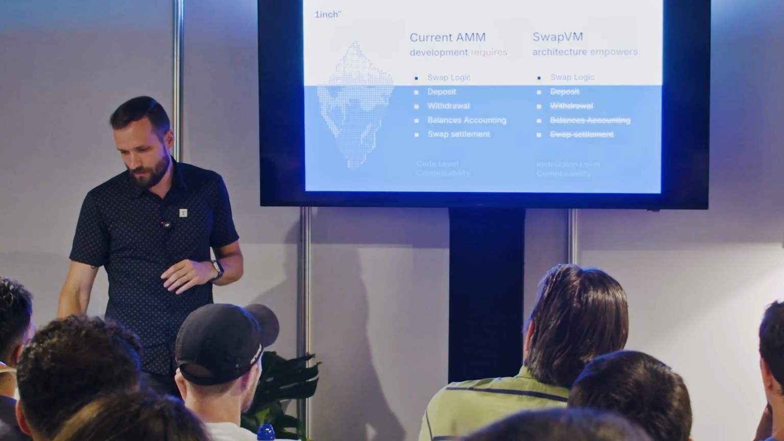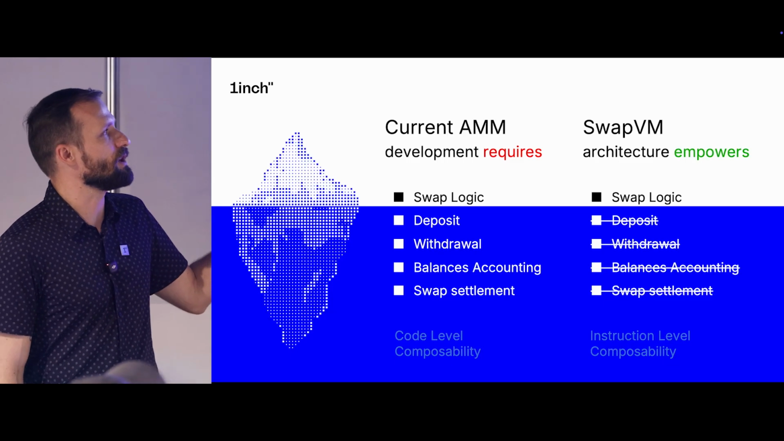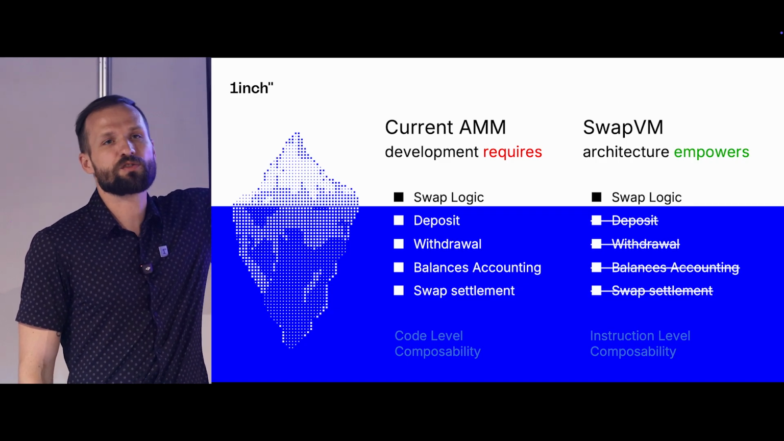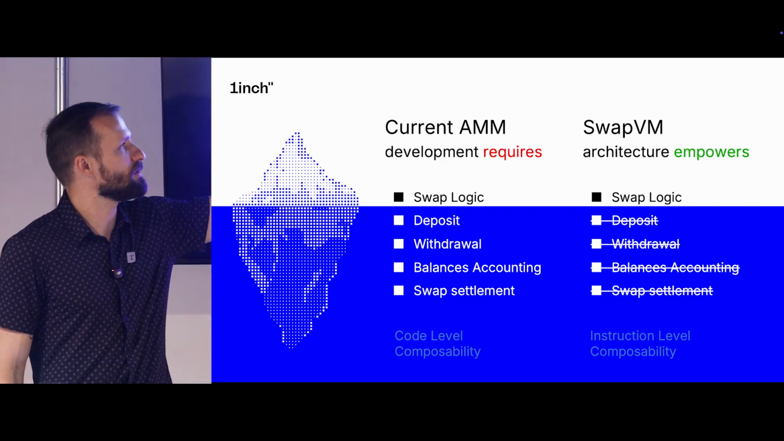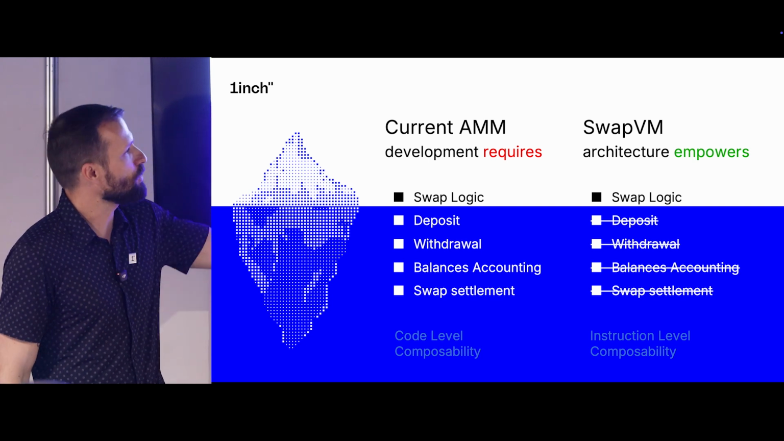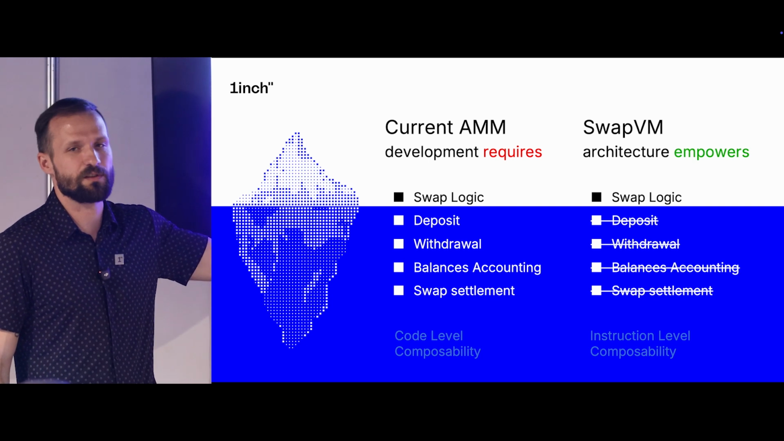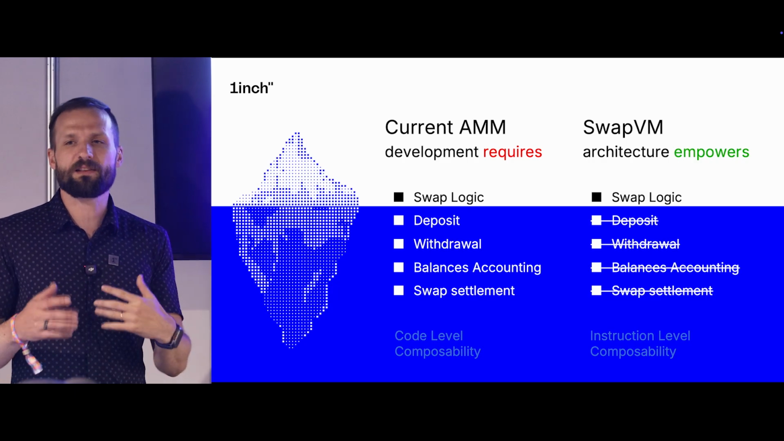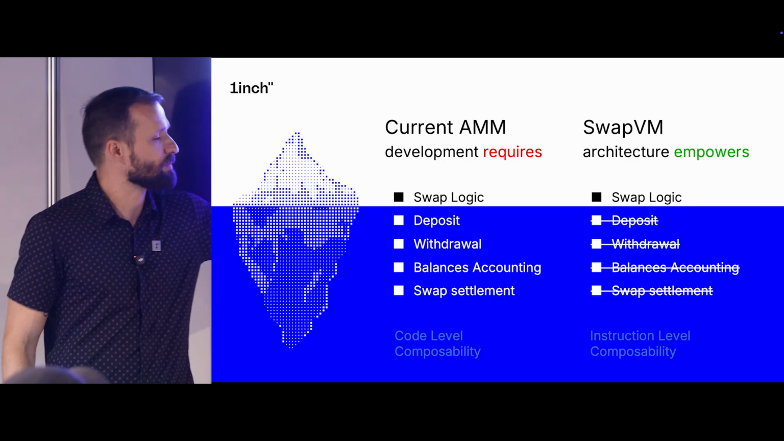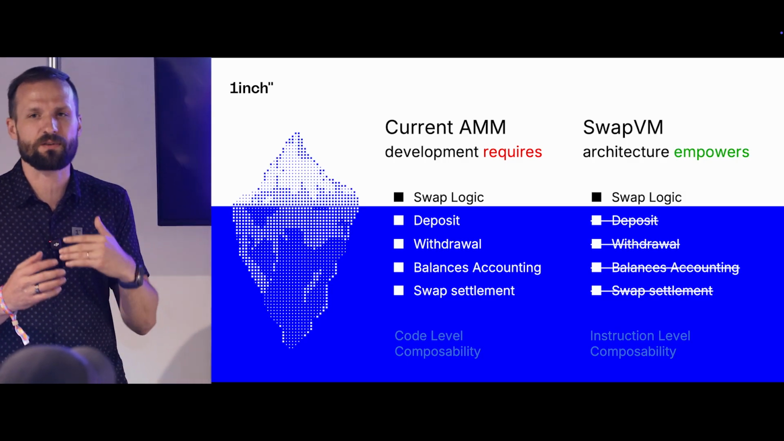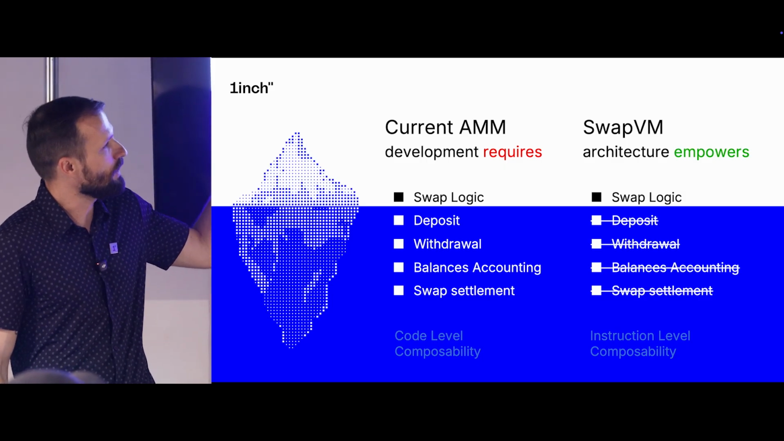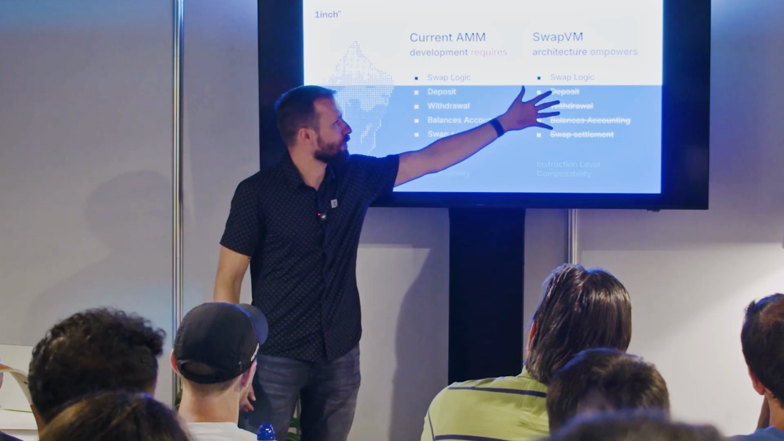So what does swap VM actually give you? If you tried to develop an AMM on your own, you want to deliver some swap logic. You have a cool algorithm and swap logic, but you have to develop all these things: deposits, withdrawals, balance accounting for LPs, and at the end swap settlement, how exactly these transfers would happen. And you have to audit all this code. And when you develop for swap VM, you can avoid all those things.